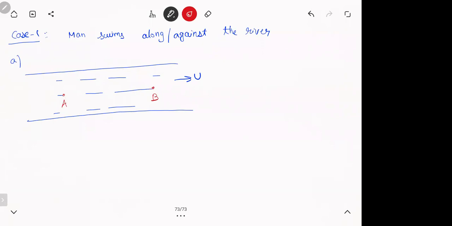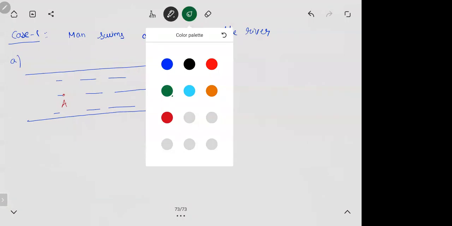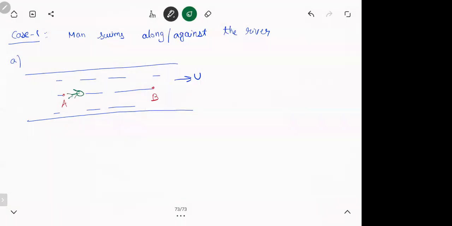So there are 2 points here, A and B. The swimmer here is swimming this way with speed v. Means he's going with the river. Okay. Now in this case, what happens?